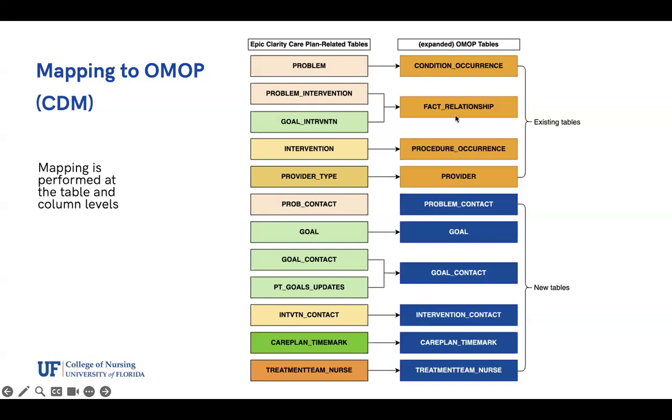By examining the OMOP common data model and our data tables, we were able to leverage 4 of the existing data tables within OMOP. For example, condition occurrence is a table where all of the medical diagnoses for patients are documented.